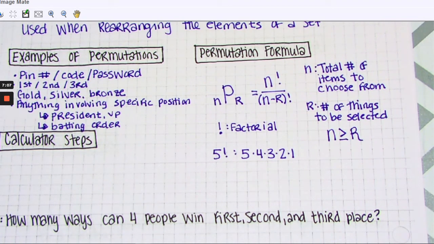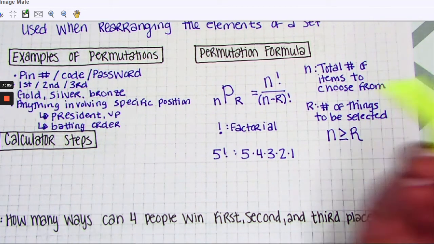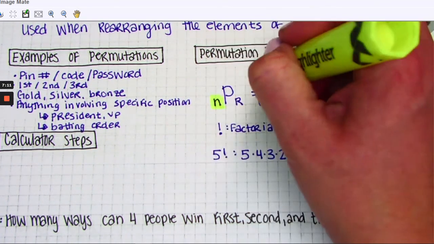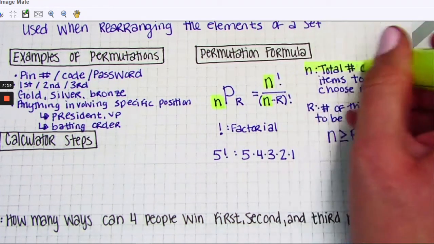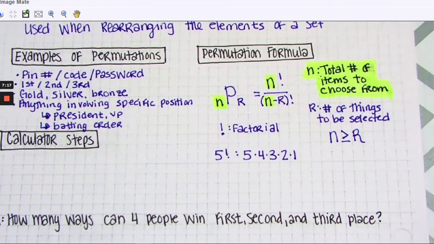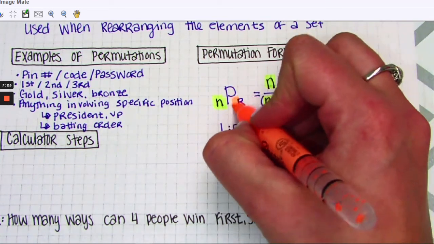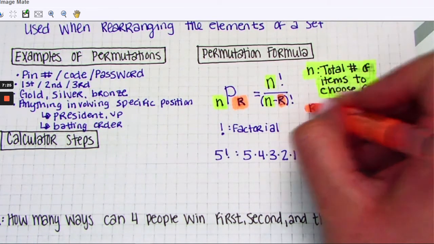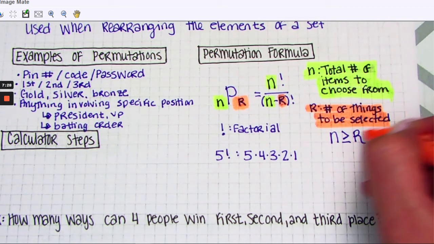Okay, so in your formula, N is always represented by the total number of items you have to pick from. So when you're typing this in, it's important to make sure you know which one goes where. And then R is represented by what you are picking. Your calculator does this formula for you.